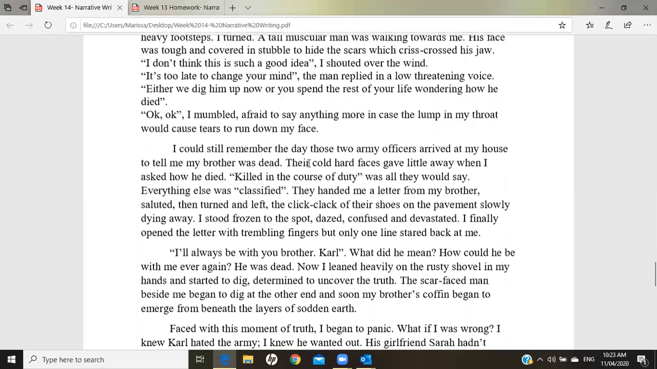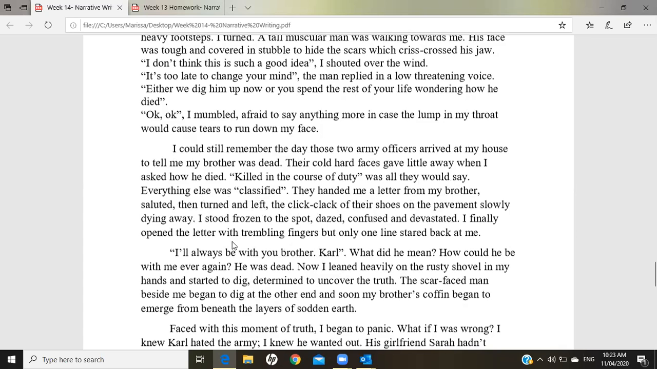I can still remember the day those two army officers arrived at my house to tell me my brother was dead. Their cold, hard faces gave little away when I asked how he died. Killed in the course of duty was all they would say. Everything else was classified. They handed me a letter from my brother, saluted, then turned and left. The click-clack of their shoes on the pavement slowly dying away. I stood frozen to the spot, dazed, confused, and devastated.